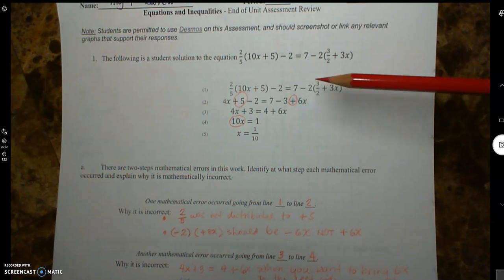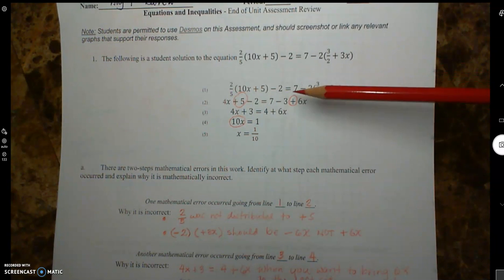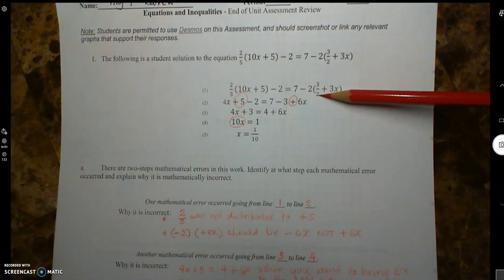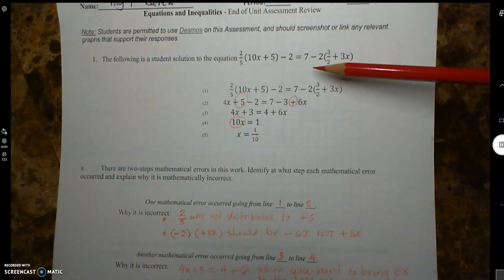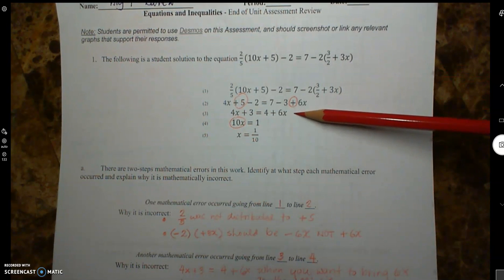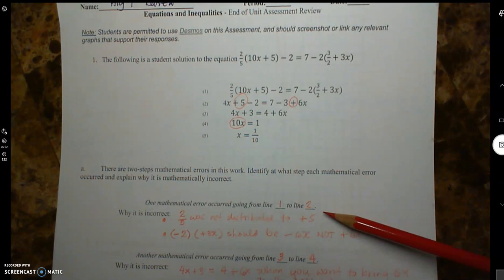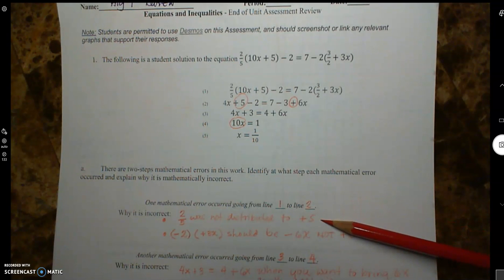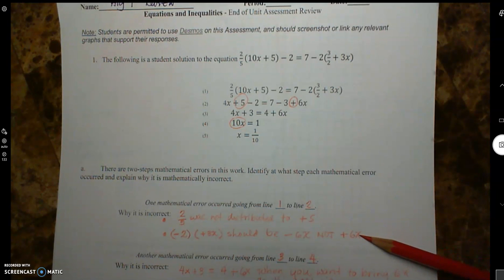So minus 2 is copied down, equal is copied down, 7 minus. Let's take a look at this. 2 times 3 out of 2 is negative 3, so that is correct. Negative 2 times positive 3x is supposed to be a negative 6x, so that is an error. We're going to answer here that the error occurred from line 1 going to line 2. And these are the errors: 2/5 was not distributed to positive 5, and then the negative 2 times positive 3x should be a negative 6x and not a positive 6x.